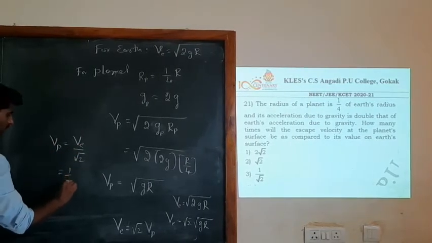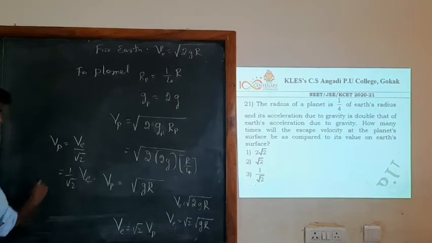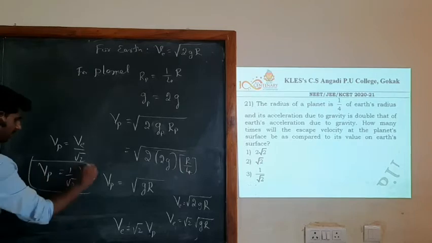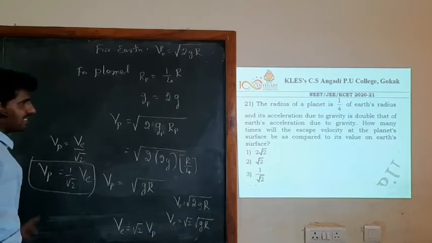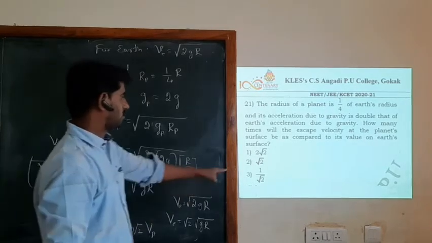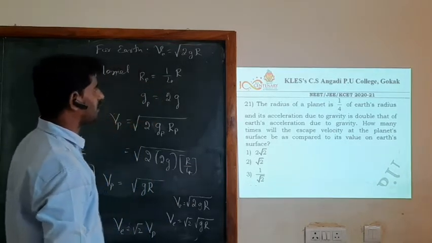So you can write 1 by root 2 times the escape speed on the earth. This is the escape speed of the planet. Okay, so this is the answer. Which option is correct? The third one. So 1 by root 2 is the correct answer.